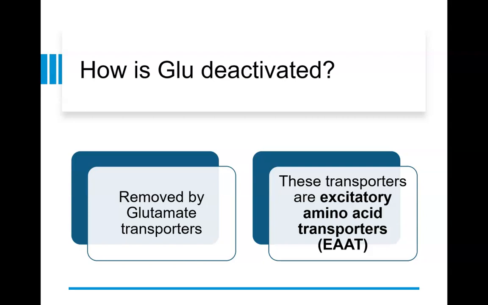So how do we deactivate glutamate? It is going to largely be removed by glutamate transporters. And these are called excitatory amino acid transporters, or EAAT. I like to call it EAT. But basically, after binding with a receptor site, these transporters are going to move it back into the presynaptic cell, and glutamate can then be recycled.